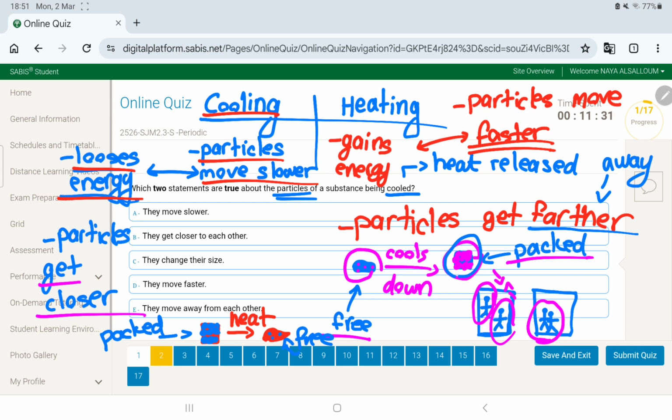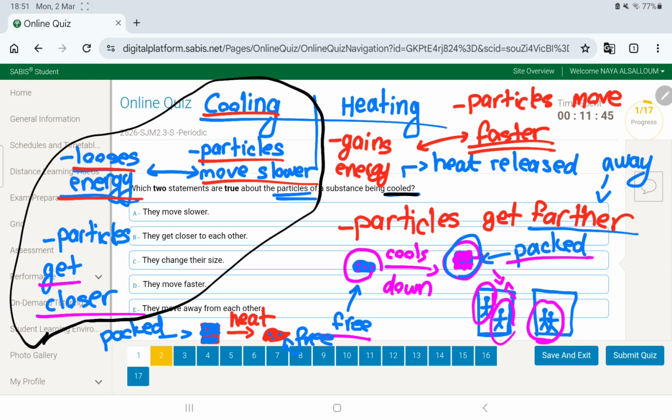Take a look and I'm going to start answering the question. So which two statements are true about the particles being cooled? So right here now, we're focusing on the cooling area. Okay, here is the question. The particles, they move slower. Correct. Wow, we just wrote it here. The particles, they move slower when they're being cooled, right?